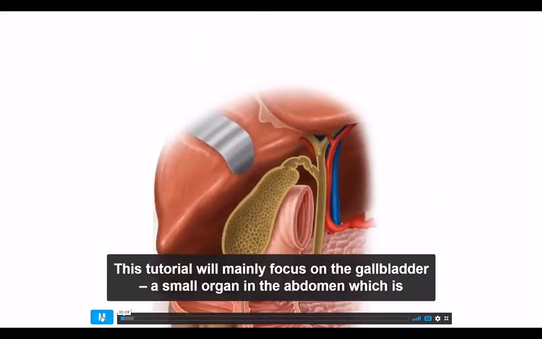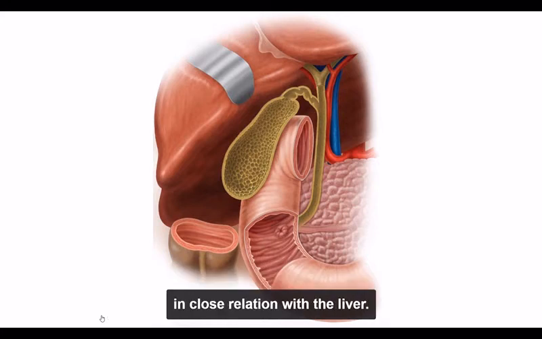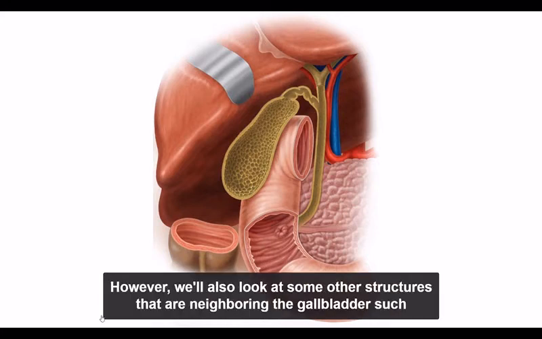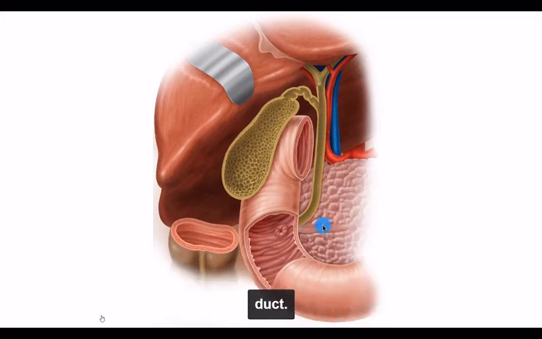This tutorial will mainly focus on the gallbladder, a small organ in the abdomen which is in close relation with the liver. However, we'll also look at some other structures that are neighbouring the gallbladder, such as the duodenum and the sphincter of Oddi, as well as the pancreas and the pancreatic duct.